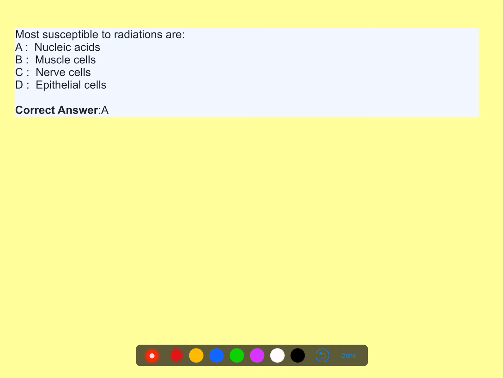Most susceptible to radiation are these muscle cells and nerve cells. They are radio resistant, or less radio sensitive, whereas epithelial cells are radio sensitive. Nucleic acids are sensitive too, but among all of these, the nucleic acids are most susceptible to radiation.